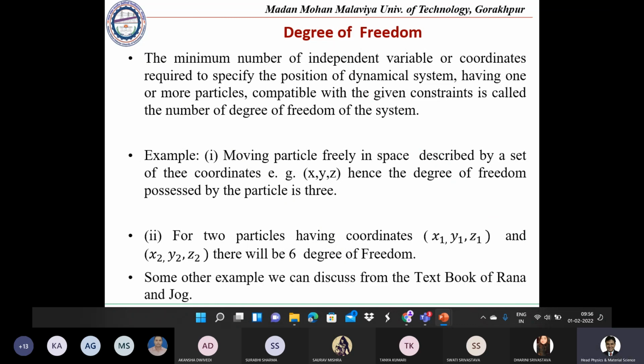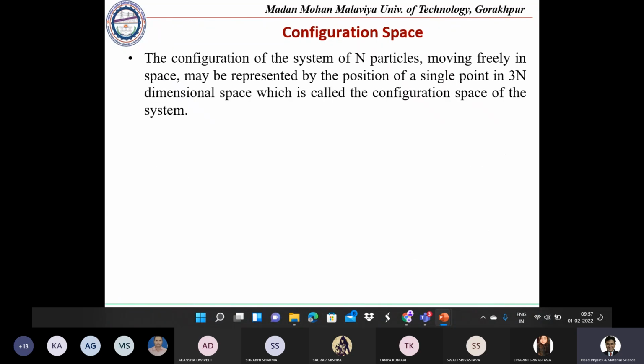So some other example you can see in the textbook of Rana and Jog already. एक किताब और है इसकी. Now most of the people, I think you people are having the book of J.C. Upadhyay that has been written in easier language. Even then, if you want to see more examples, there is the book of Rana and Jog that you can see there. Let us have the configuration space.